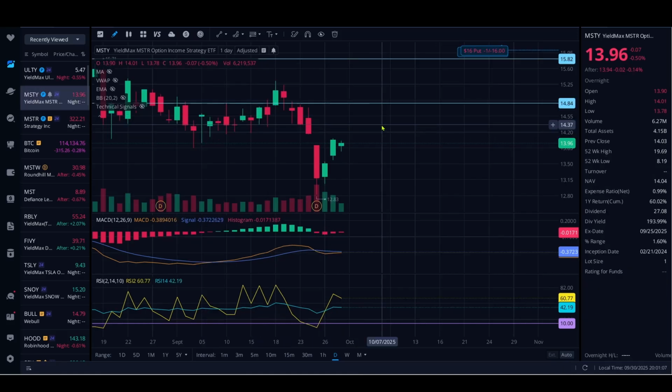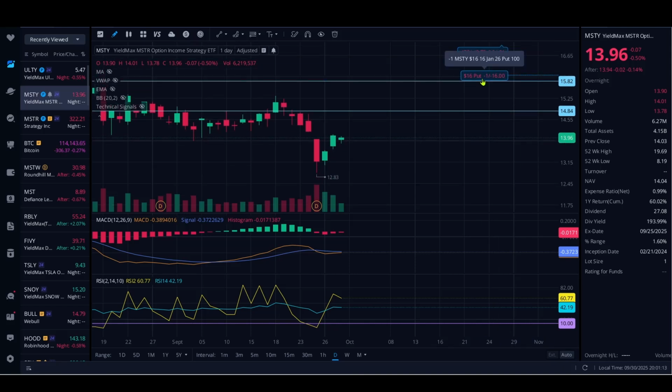But going back to MSTY here, I still do have that $16 put, as you can see right here, and it's out to January. That's a sold put, and that just means that I am agreeing to buy 100 shares at $16 per share if the price of MSTY is under $16 by January the 16th. And right now it is, right? But I won't necessarily be assigned those shares unless I'm assigned early. But I don't see that happening, as the price of MSTY is still just too high to be assigned early in my books. But if we can get Mr.